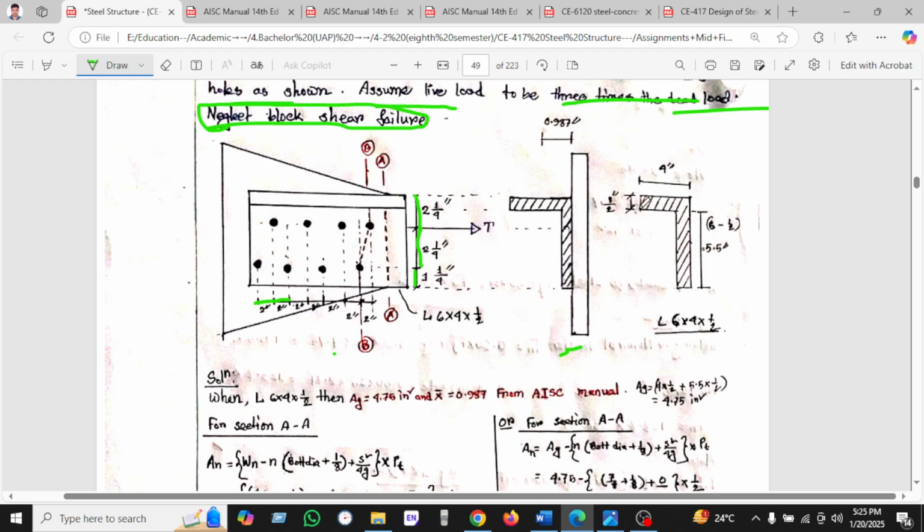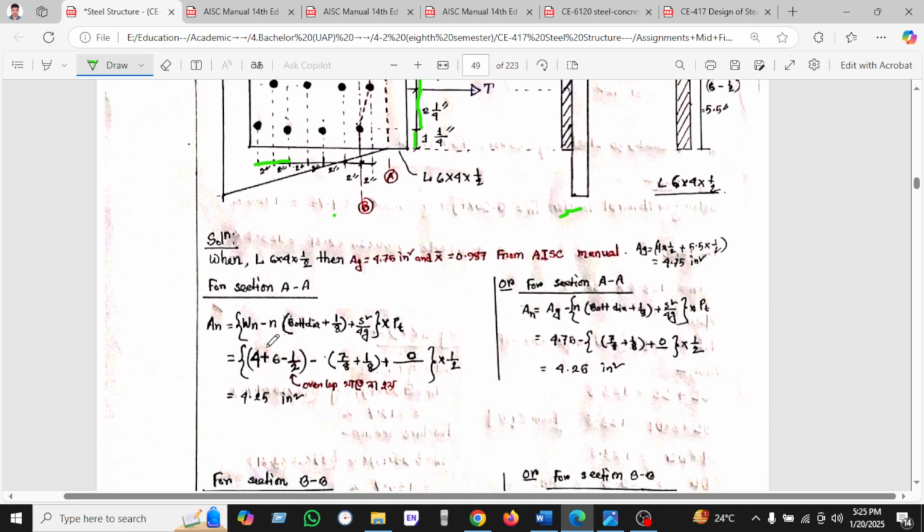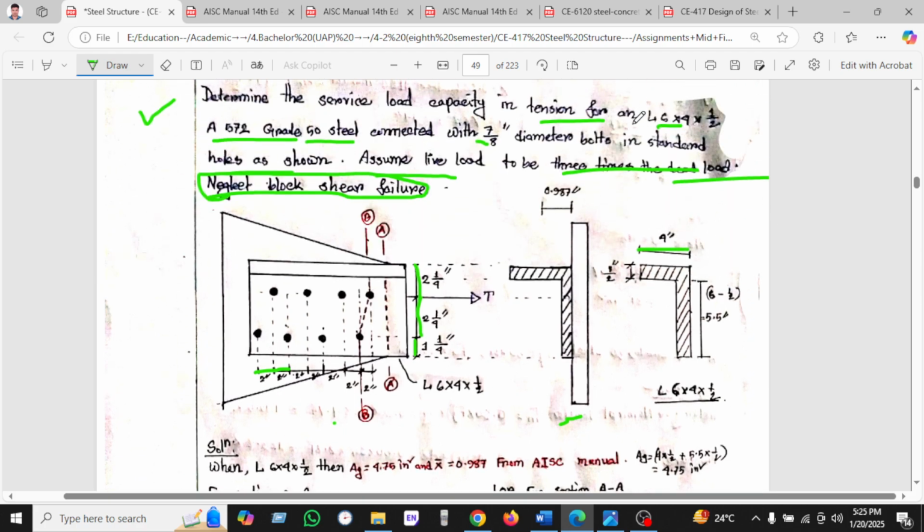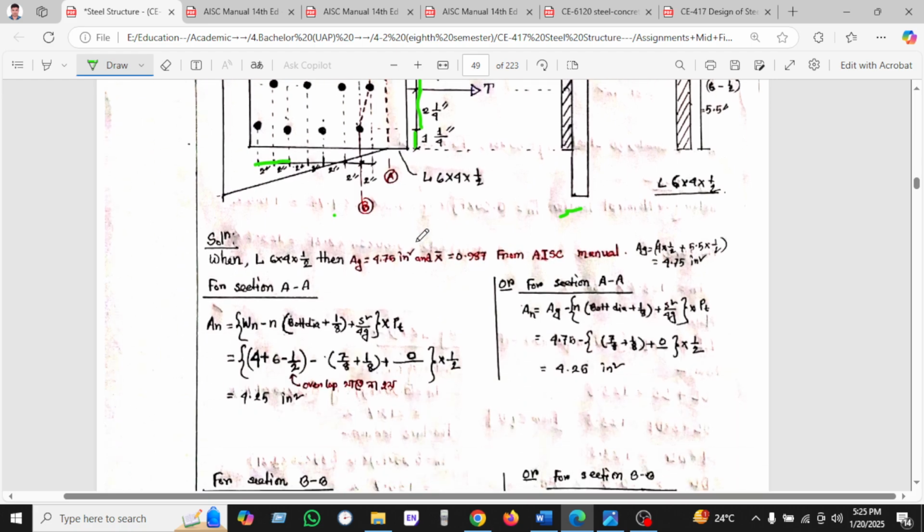Okay, so we can also see the thickness of the channel is 1/2, and this dimension is given as 4 inches, and this one is 5.5 inches. Okay, let's see. At first, the channel section L into 6 into 4 into half is given. Then we'll go to L into 4 into 5. Then we'll calculate Ag and X bar from the AISC manual.